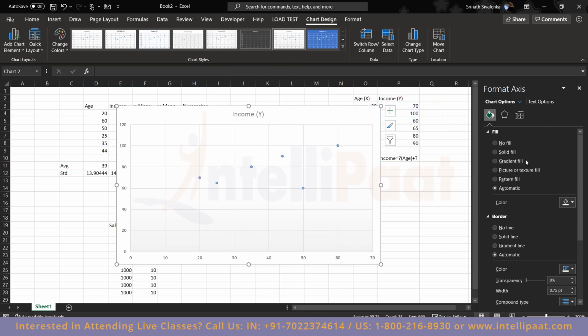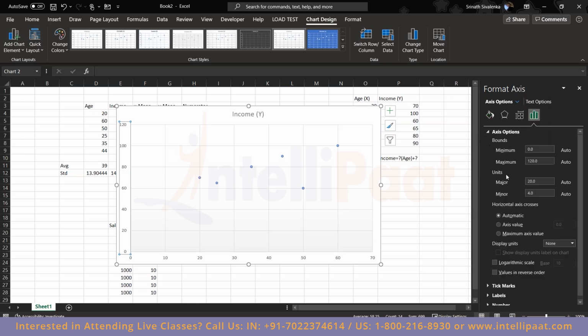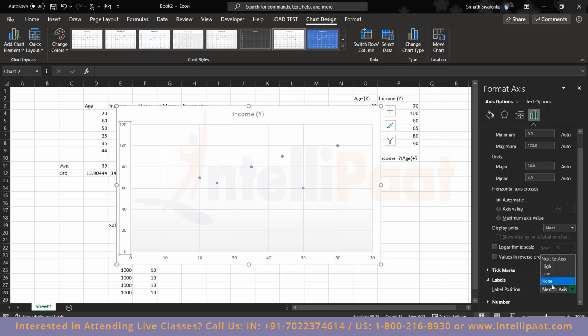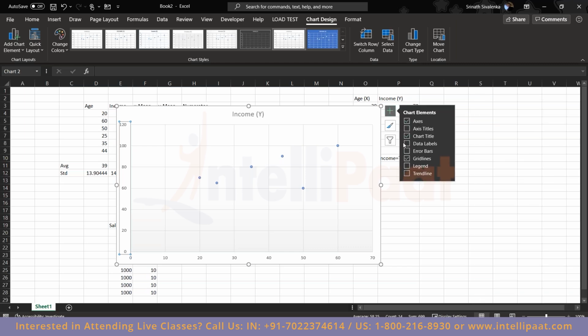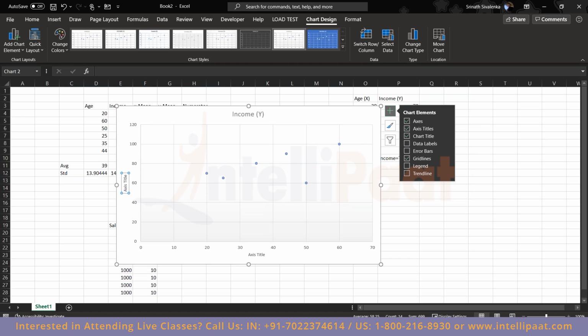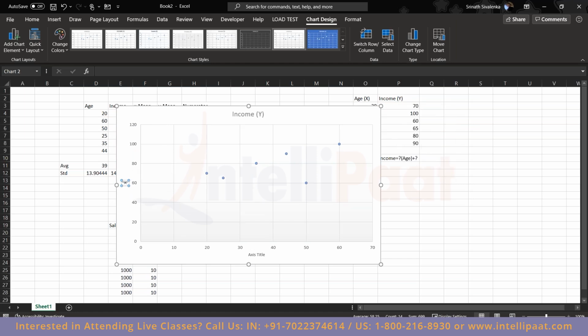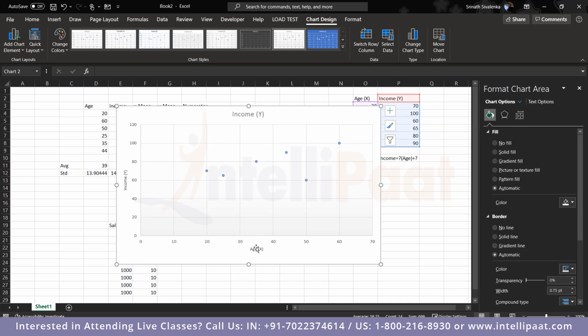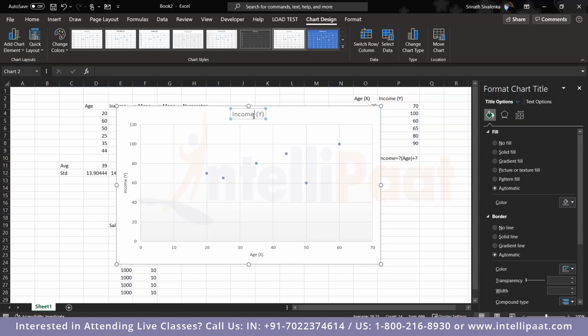Access options, yes. So we can quickly add labels. Oh, got it. Thank you for that. Yeah, so you could quickly do this. This is your income, which is your Y, and this is your X, which is nothing but your age. Perfect. And then you can get this.